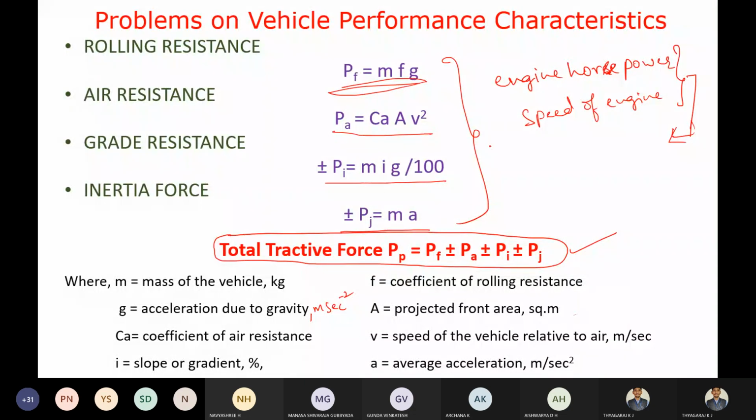These are the formulas we are going to use for determining the vehicle performance, that is, engine horsepower and the speed of the engine. So kindly note down these formulas, make it fast, because we have to solve some 5 to 6 problems today. Those are all very simple problems I'm going to show.